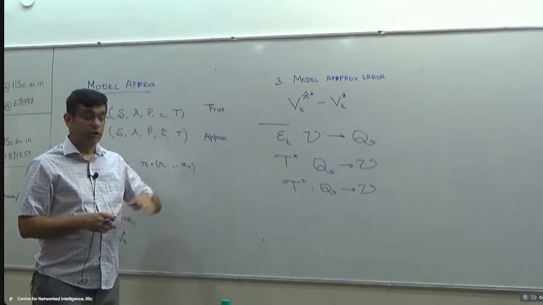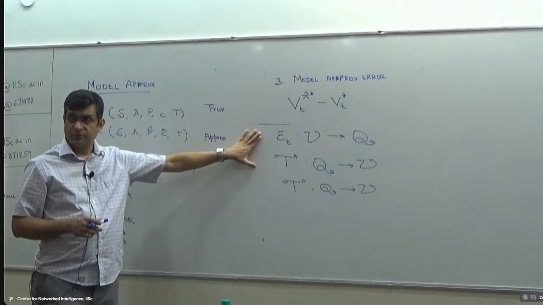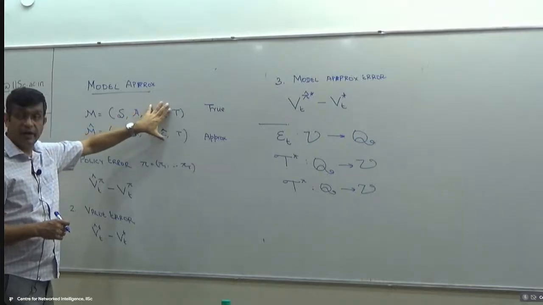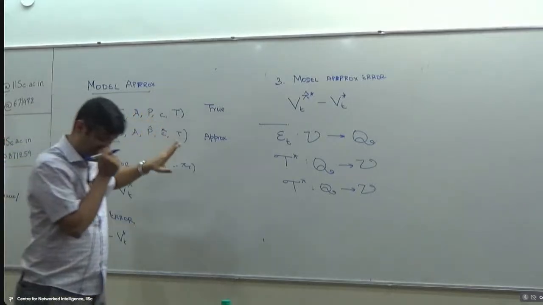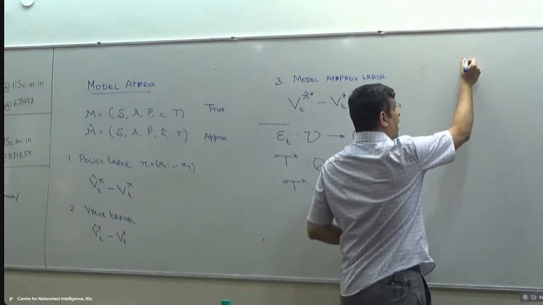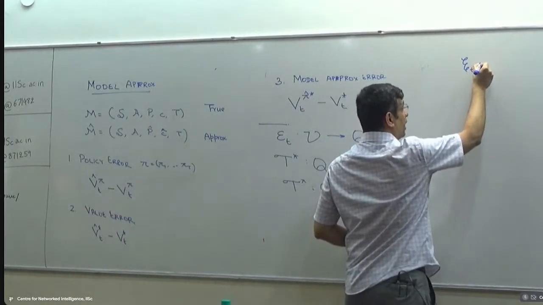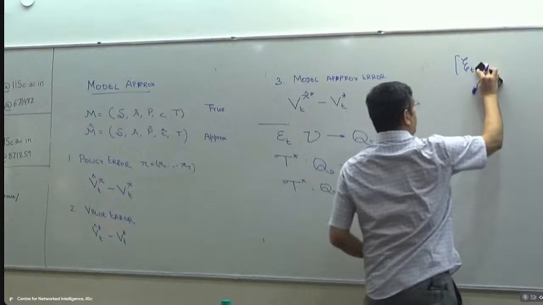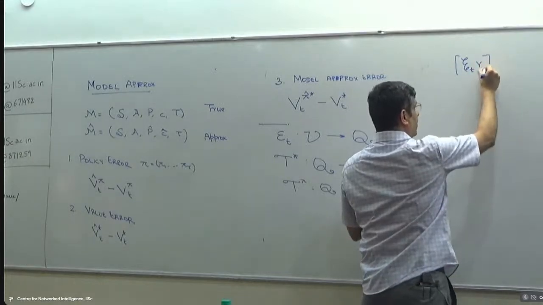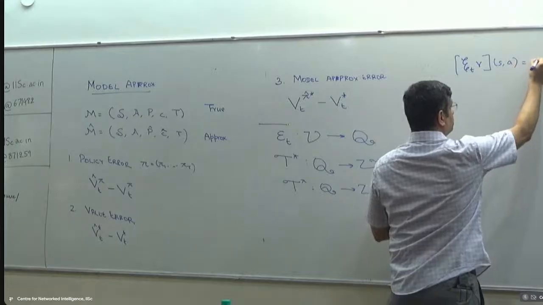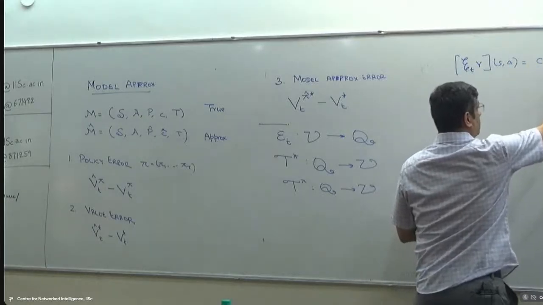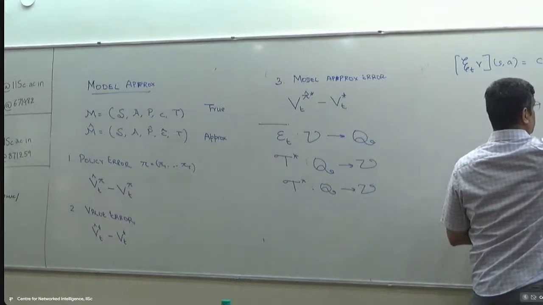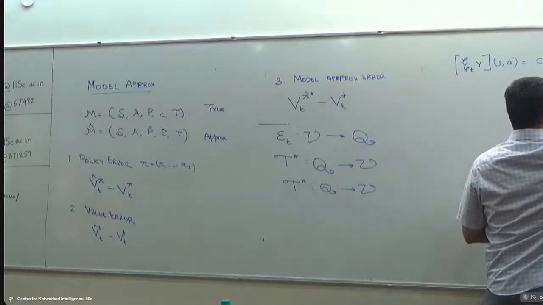First, I am going to give you some properties of these operators, and then we will come to what is the right way to look at model approximation. Okay. So, recall the environment operator: for any value function V, evaluated at s and a, it is C_t of s, a plus the summation over s prime of P_t of s prime given s, a times V of s prime.